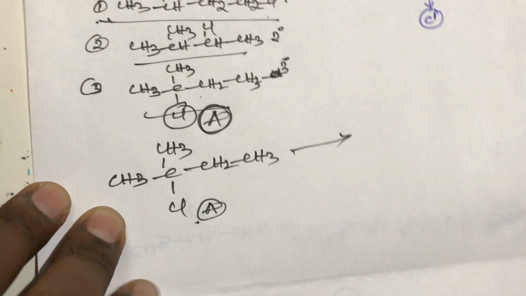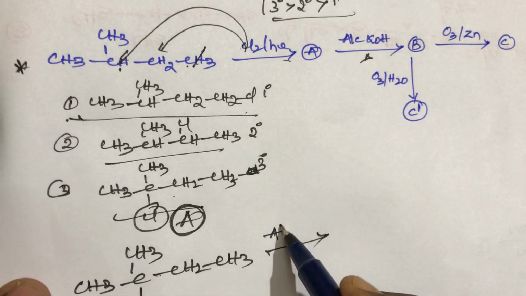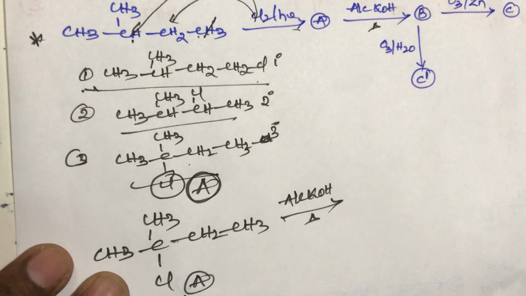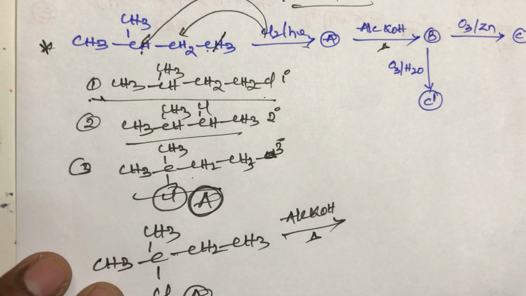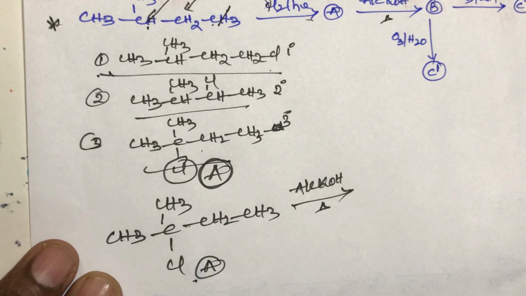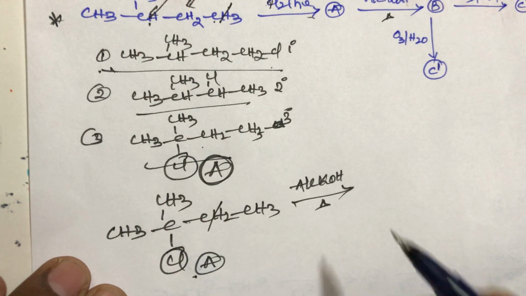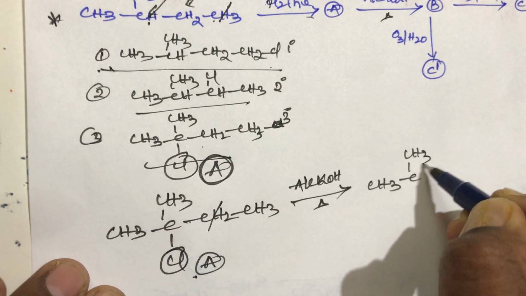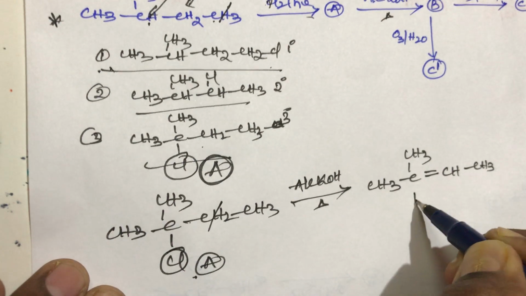Then after that, A compound reacts with the second reagent, that is alcoholic KOH. What is the role of alcoholic KOH, student? Alcoholic KOH is a dehydrohalogenating agent. Dehydrohalogenating agent means elimination, removal of one hydrogen and one halogen. Chlorine from here, hydrogen from here. We get the final product, that is CH3, CH3, double bond CH, then CH3. This is product 1, student.